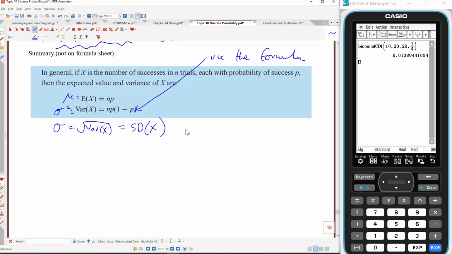And we're going to cover this a little bit later on when we talk about normal distributions, because it's going to make a little bit more sense. But again, all it is is a measure of spread from the mean.